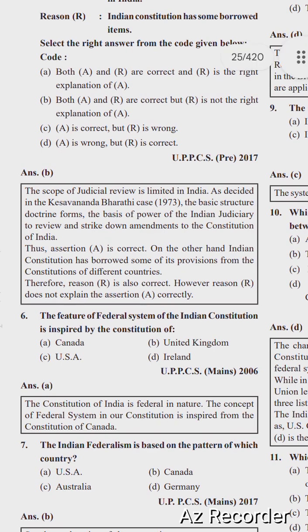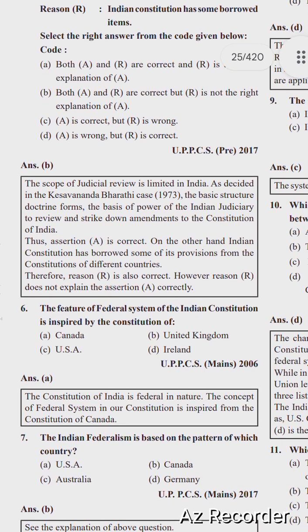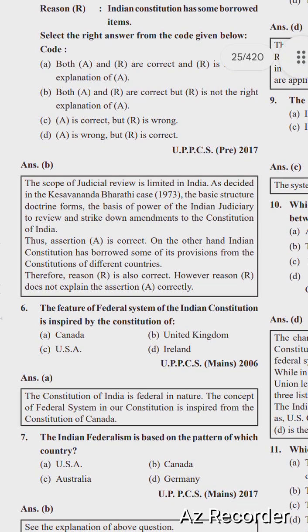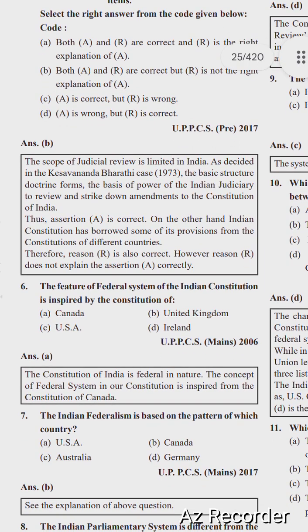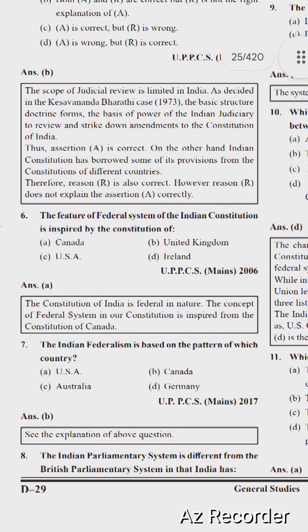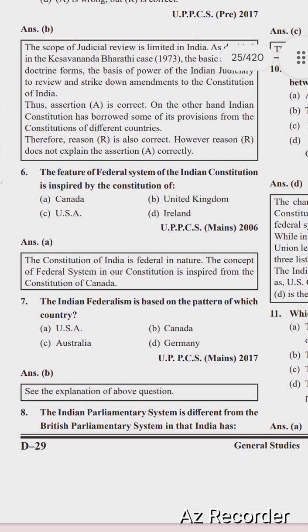The scope of judicial review is limited in India as decided in the Kesavananda Bharati case, 1973. The basic structure doctrine forms the basis of the power of the Indian judiciary to review and strike down amendments to the Constitution of India. Thus Assertion A is correct. On the other hand, the Indian Constitution has borrowed some of its provisions from the constitutions of different countries. Therefore, the Reason is also correct. However, the Reason does not explain the Assertion correctly.